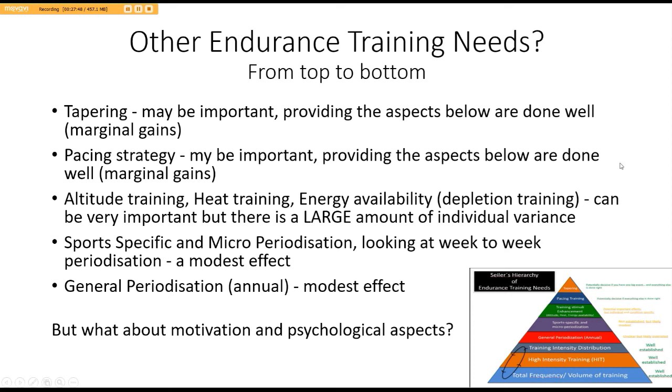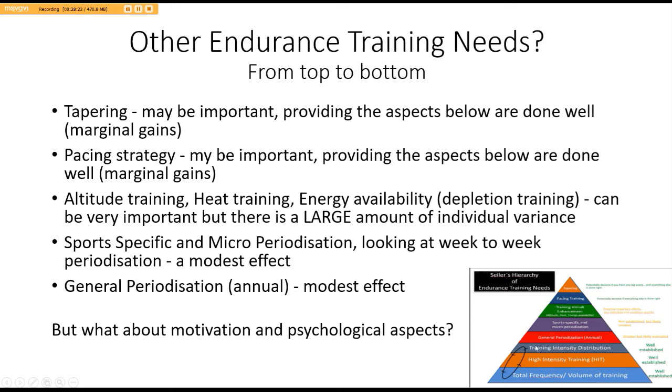So it's important to recognize that these three factors at the bottom here, Seiler has outlined as being well established, of good importance to endurance training needs. The frequency, how often, the volume, how much per week. High intensity interval training, making sure that a portion of your training volume each week involves accurate high intensity training, not too hard, not too easy.